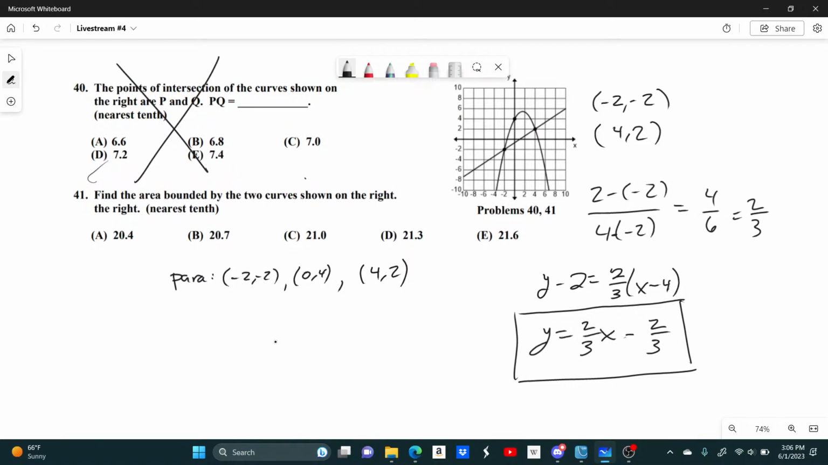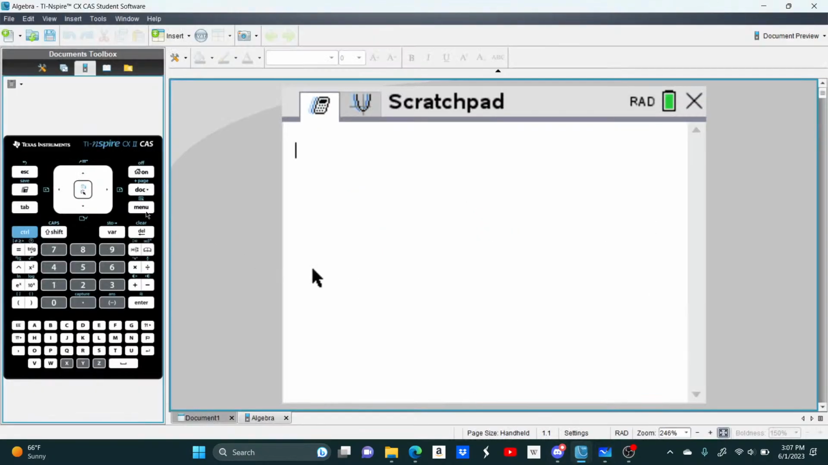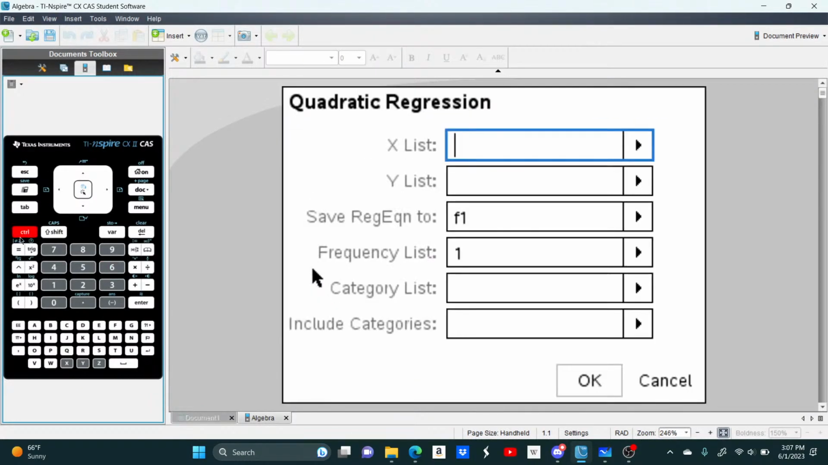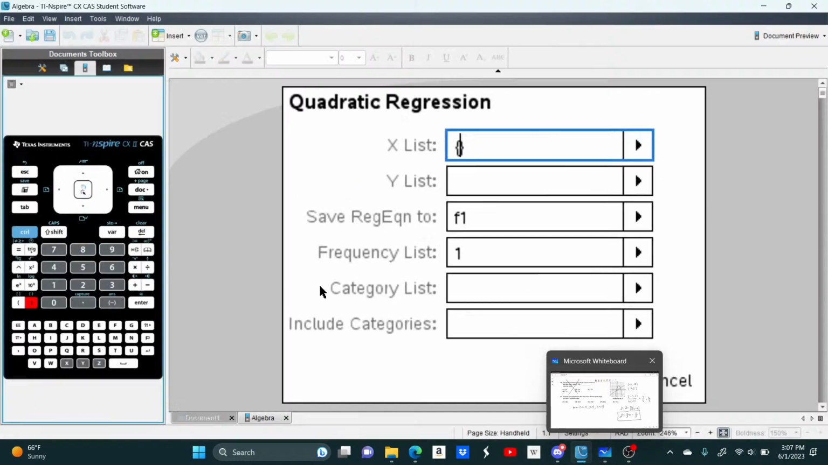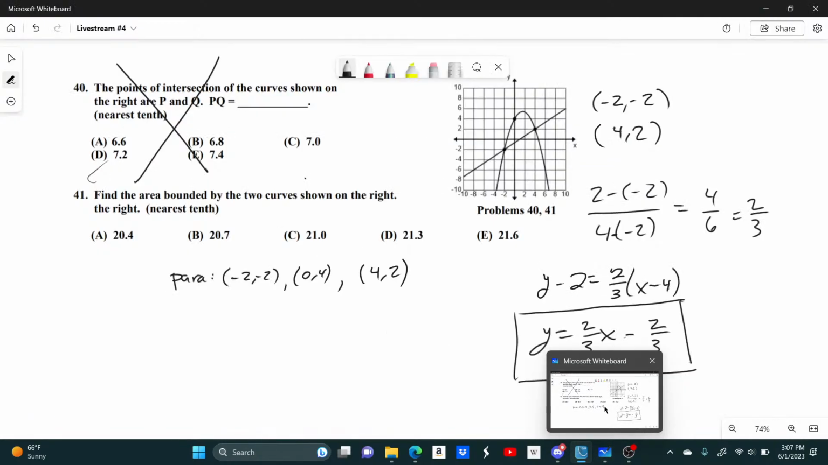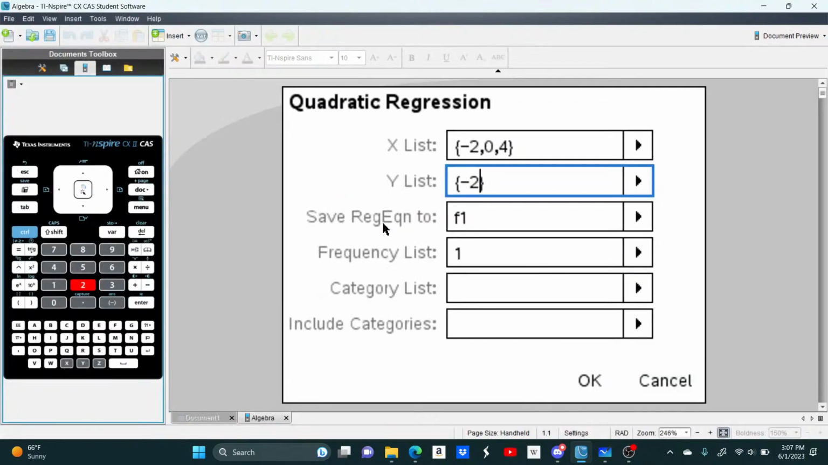So what I'm going to do instead, I'm actually just going to use a regression, just because I think it's the easiest option. To do a regression, you go to Menu, Statistics, Stat Calculations, and then number 6 is a quadratic regression. And then I just type in my values. So -2, 0, 4. There are ways to do this. I'm just trying to show you what I think would be the quickest way. Since we don't have the vertex, it's a little bit annoying.